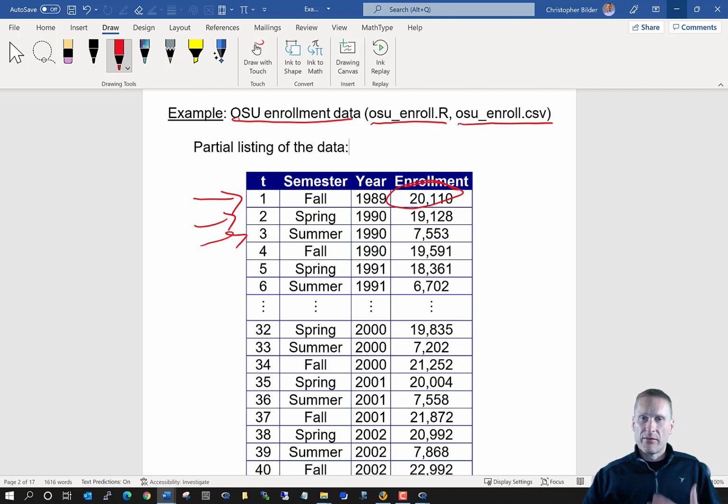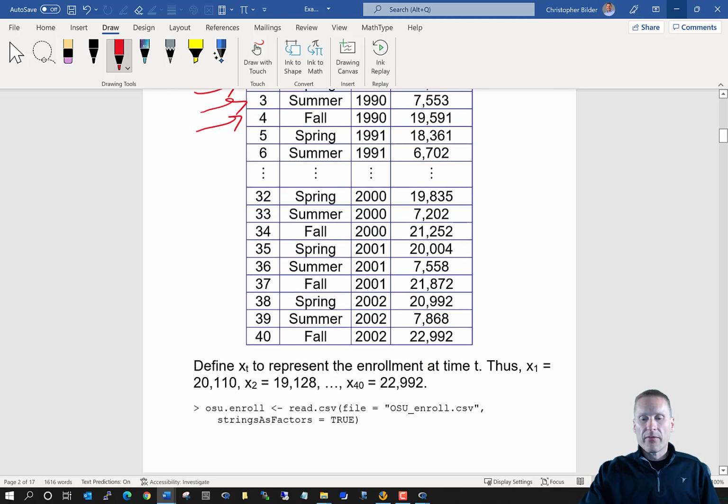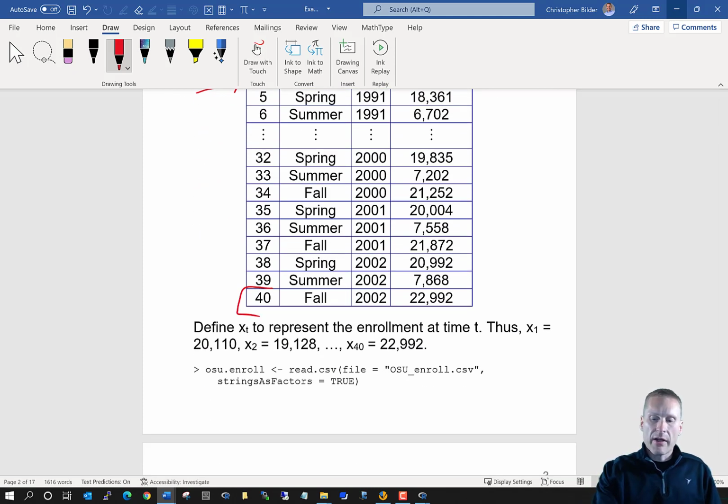Again, it's very typical to have lower enrollment in summer because not all the students are on campus anymore. Then, again, in our series of data collected over time, fall 1990 enrollment was now 19,591. And I have data all the way up to fall 2002, where enrollment was 22,992.